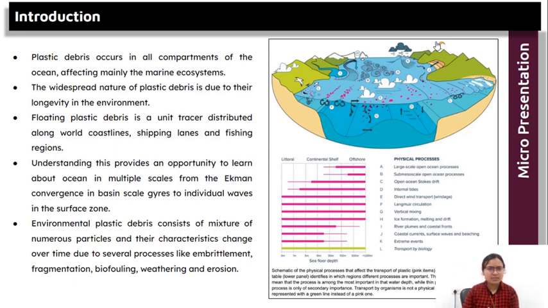So why do we choose plastic here? Because of its long longevity in the ocean. This floating plastic debris is a unit tracer which can be distributed along the coastline, shipping areas and so on, which we can then study.